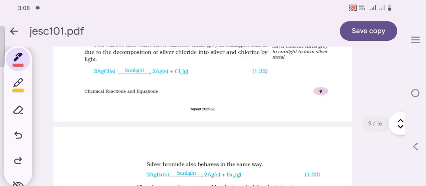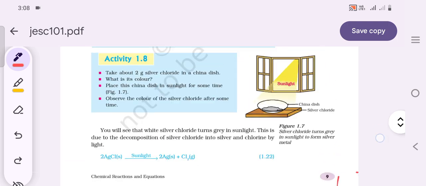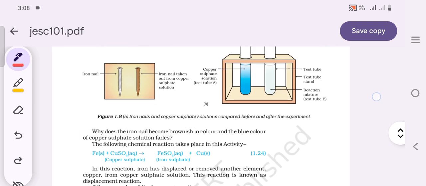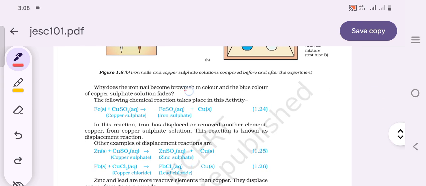There are certain examples given in your NCERT book. Why does the iron nail become brownish in color and the blue color of copper sulfate solution fade? The following chemical reaction takes place. Iron plus copper sulfate forms iron sulfate plus Cu. Here we can see that the more reactive element replaces the less reactive element from its compound. That kind of reaction is said to be a single displacement reaction.